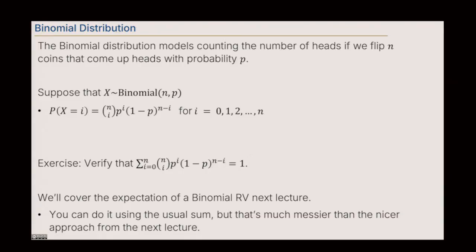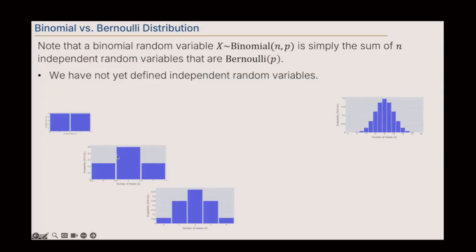You can do it using our normal sum, the one that I failed at deriving earlier. But that's a lot messier than using the nice approach we'll see in the next lecture. Okay. Here's my sort of not so nice slide, because I kind of hacked this one together right before lecture, which is just showing what happens as you get different numbers of Bernoullis added together.